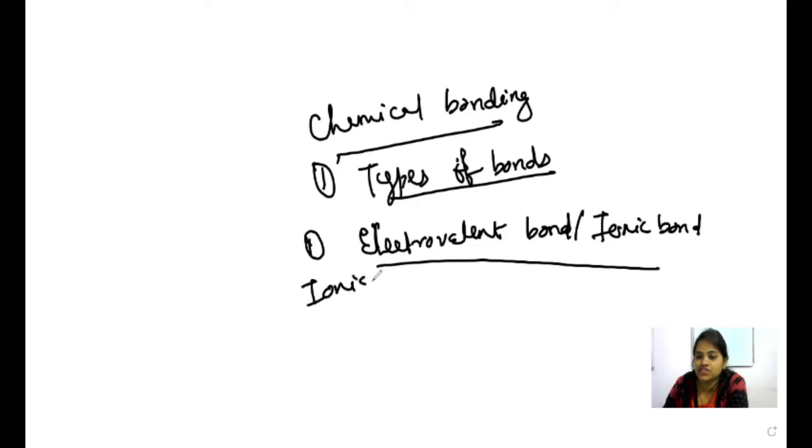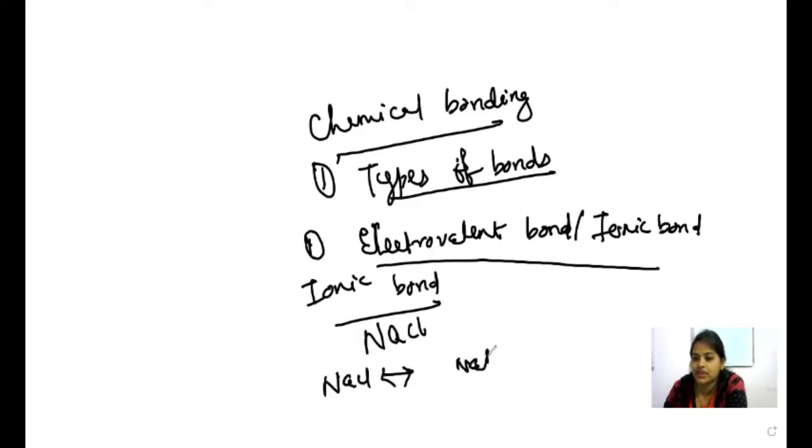Its name suggests that the bond is formed between ions, but that is not necessarily the case, because covalent compounds can also form ions. But ionic bonds are generally between ions. Let's take an example, NaCl. Between Na and Cl, we all know that when NaCl dissociates in water, it gives the Na+ ion plus Cl- ion.